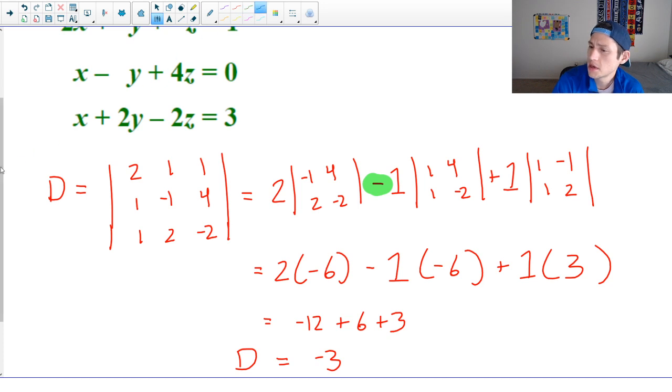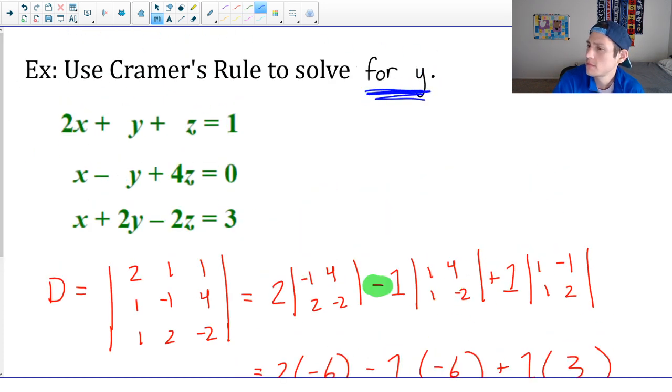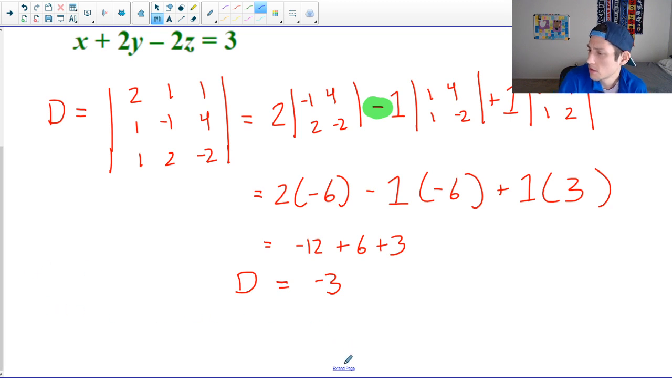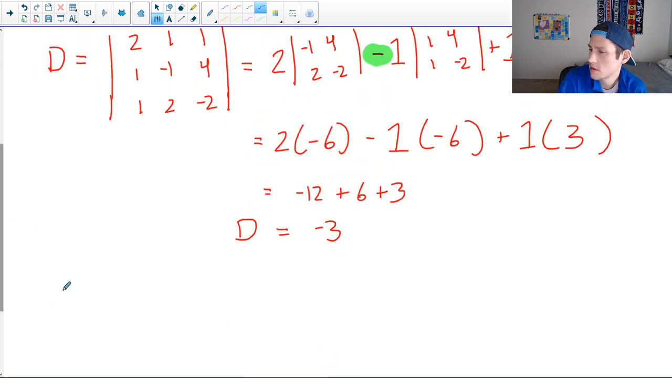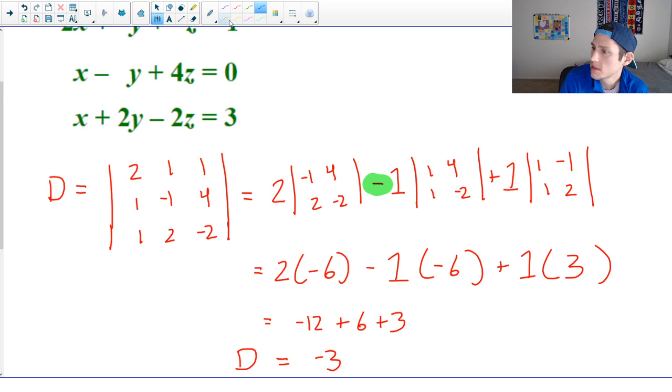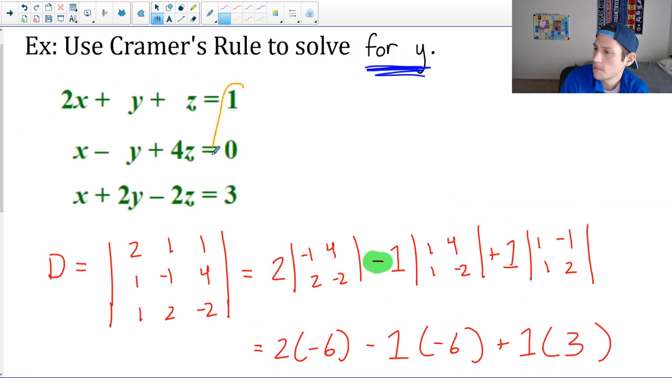Okay, so that capital D is negative 3. And now, since we are trying to solve for y, what I'm going to go through and do is find dy. So that means the x column will stay the same, and the z column will stay the same. But since we're solving for y, the y column will not stay the same. The y column is now going to get replaced with the right side of the equation, those values, 1, 0, 3.